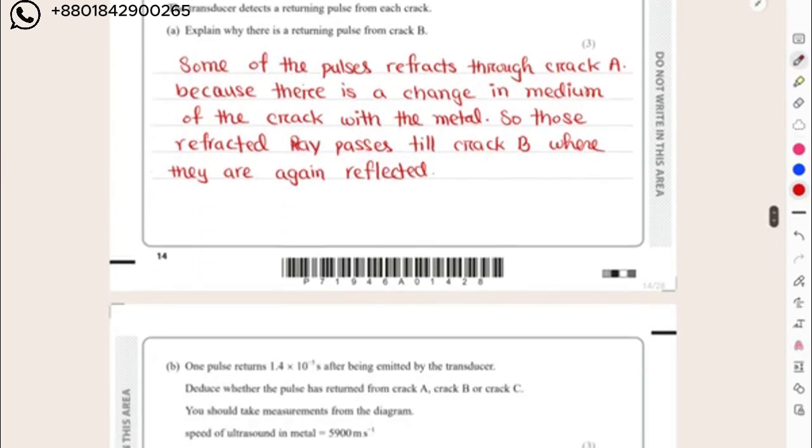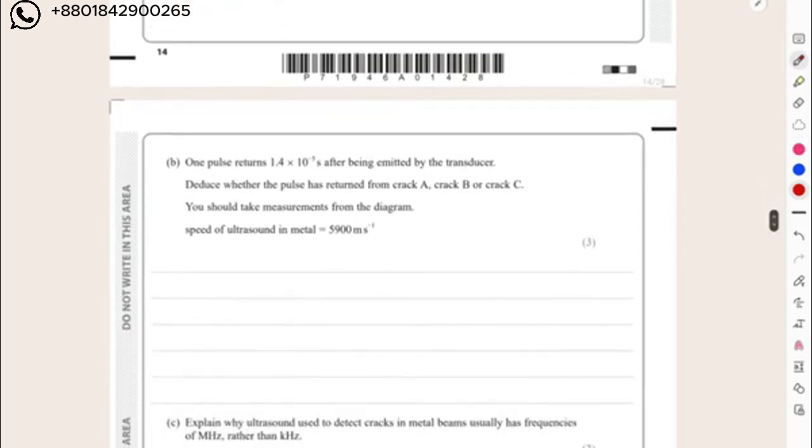I hope it was clear. Moving on to the next part. One pulse returns within this time after being emitted by a transducer. Deduce whether the pulse has returned from crack A, B, or C. You should take measurements from the diagram because the diagram would give you the distance from the top surface to crack A, top surface to crack B, top surface to crack C.